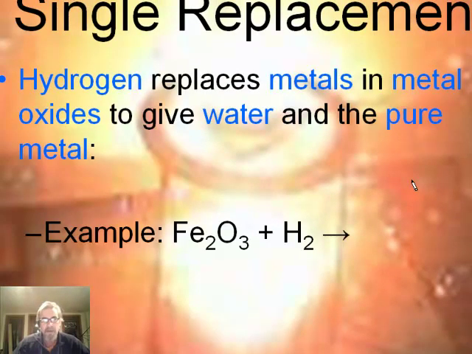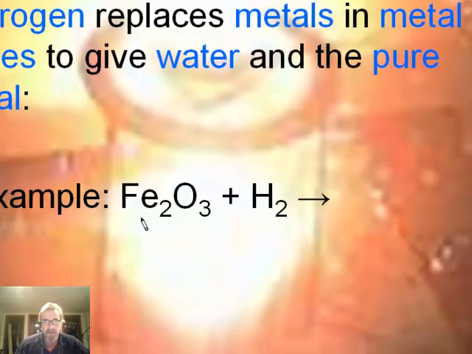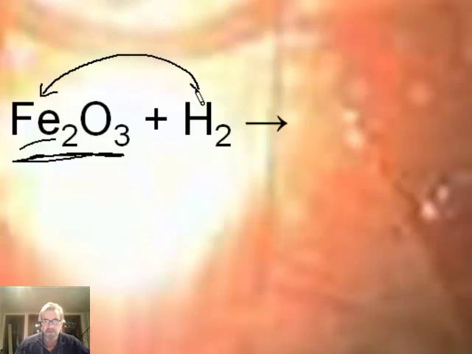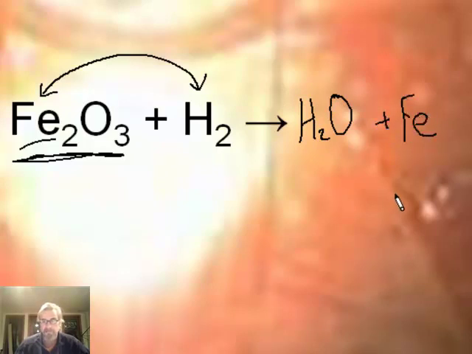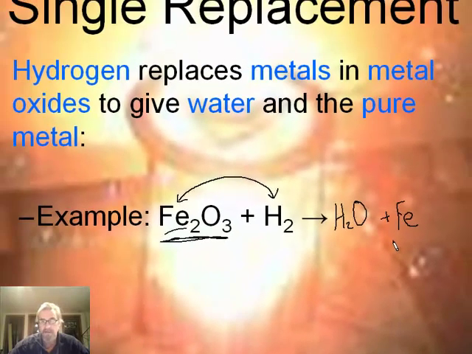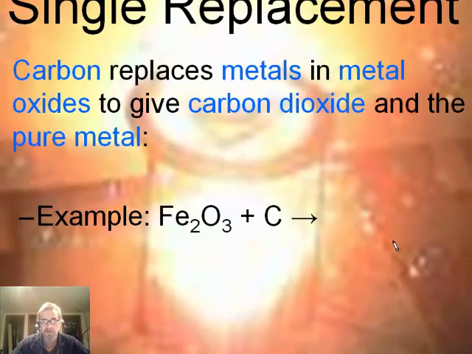Another common pattern is that hydrogen can replace metals if the metal is in a metal oxide, and the products are going to be water and then the metal by itself. So here's an example of a metal oxide. Iron is the metal, and it's together with oxygen in the compound. That's a metal oxide. When hydrogen reacts with it, the hydrogen replaces the metal. So hydrogen is now bonded to oxygen. That bonding produces water. And then the iron is what's by itself. This is actually a way to purify metals.